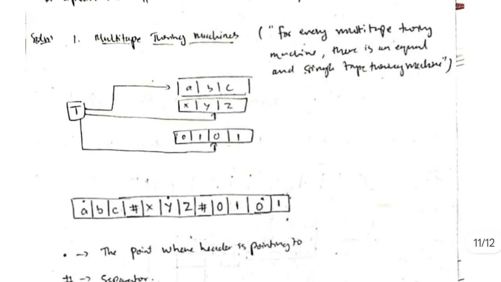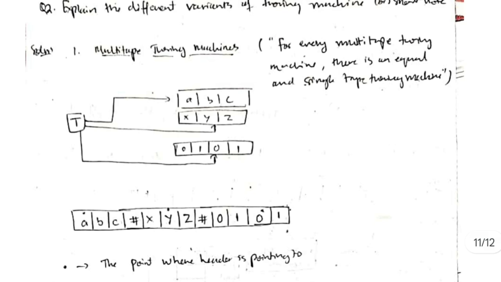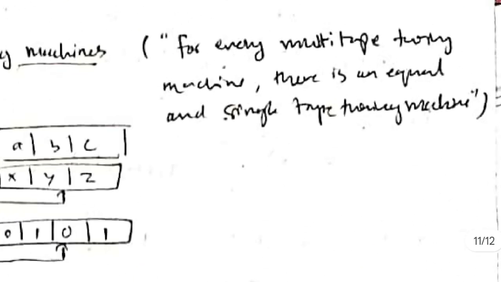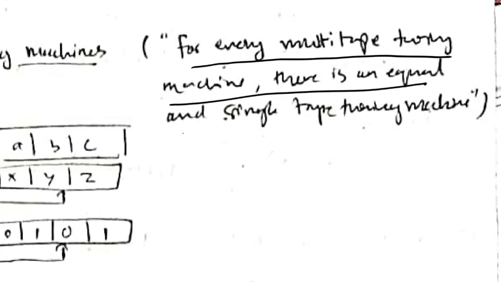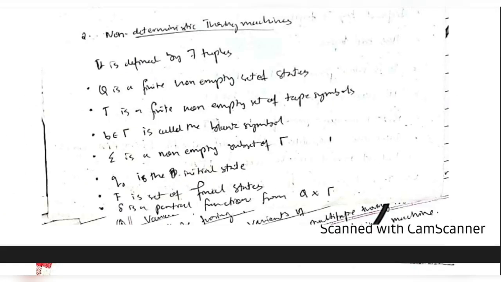So all these key points should be included to convert the multi-tape Turing machine into a single tape Turing machine. Also there is a theorem, and you have to do the same thing in the theorem also. For every multi-tape Turing machine there is an equivalent single tape Turing machine. So if they ask this theorem also, you have to do the same thing.